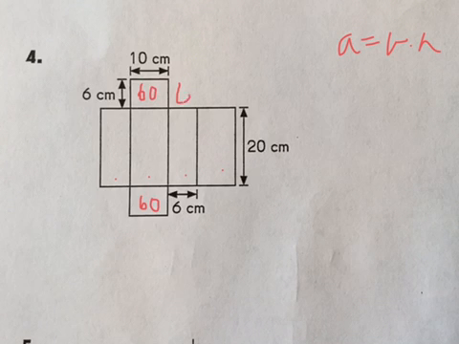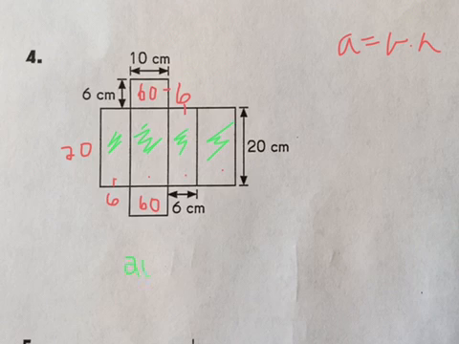This is also going to be 6 as a dimension. And if that's 6, we know that this is 6. All of these are 6. This is also going to be 6 centimeters. And this is going to be 20. So now I've got the rest of the shapes all labeled so that I can figure out the area of these 4 remaining rectangles.